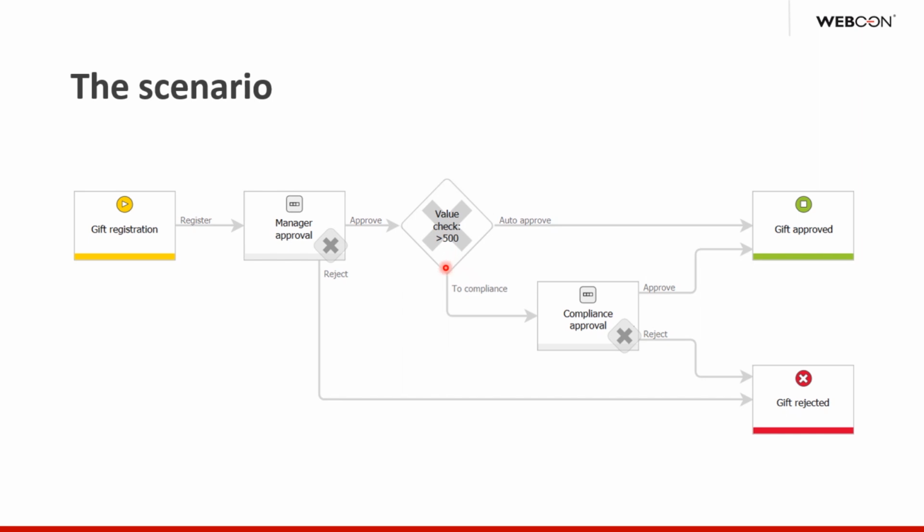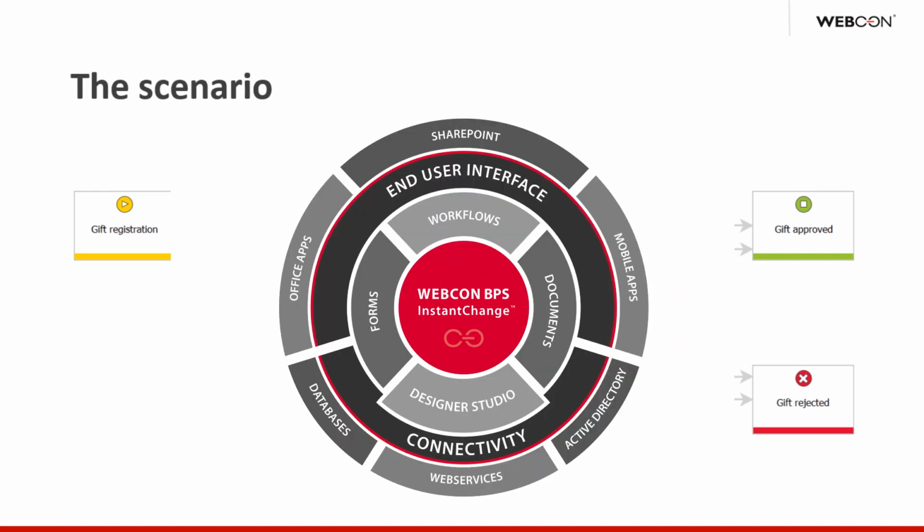But if it is a bigger gift, so let's imagine that 500 is a large number, and the value exceeds 500 of whatever currency we're using, then it will go to an additional step called compliance approval. And here we can imagine that we have some people responsible for the gift compliance policy, and they will either also approve or reject this gift.